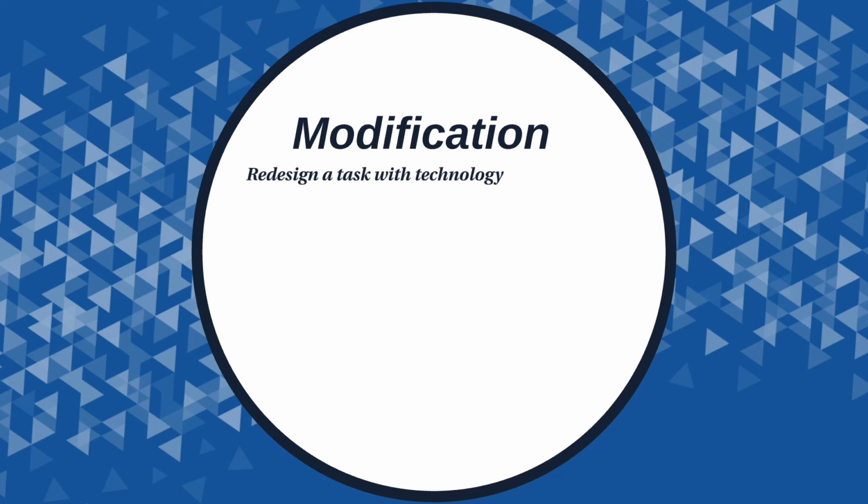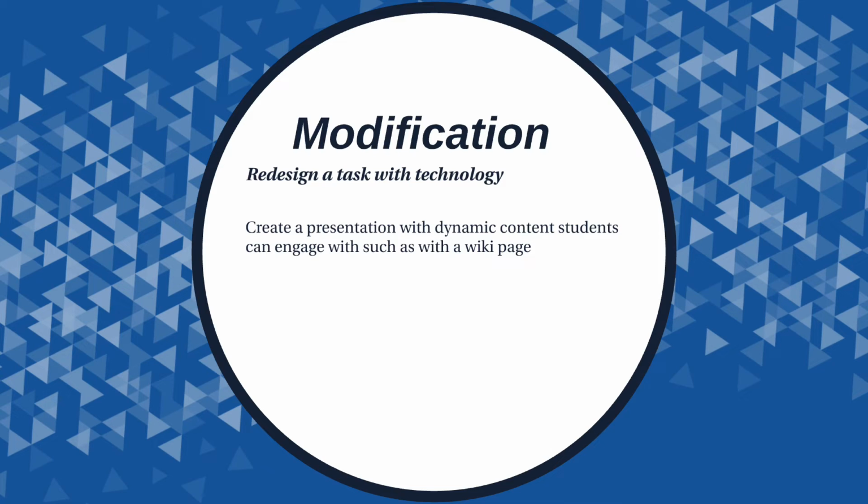In modification, we're redesigning the task with technology. What might that look like? We might create a presentation that has dynamic content students can engage with, such as with a wiki page. So now they're not just looking at a static presentation, but it's a dynamic presentation that they can actually engage with. So we've now redesigned it to create elements that are allowing students to engage with the technology.